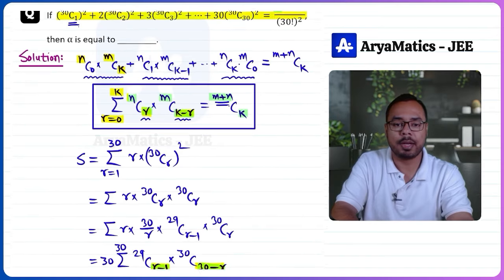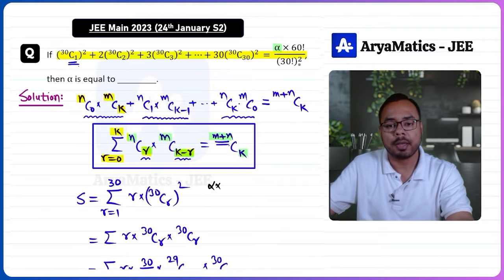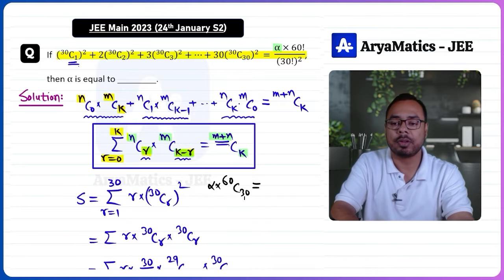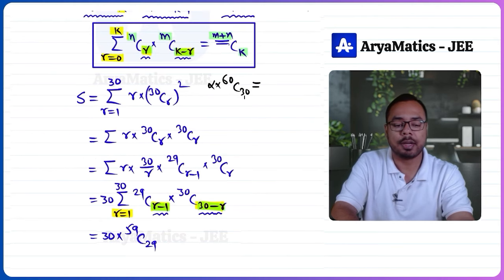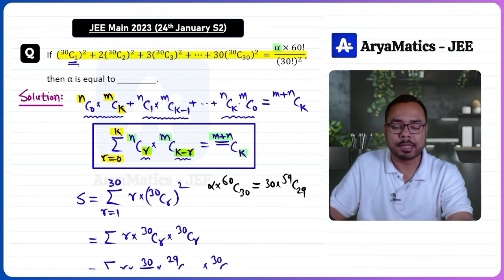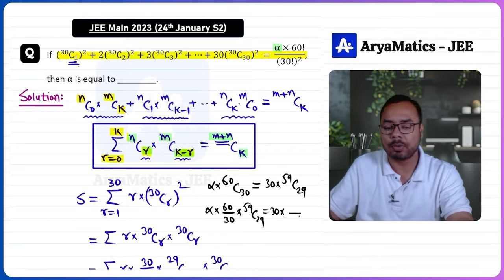And now let us compare with that given expression to find the value of alpha, right? So alpha into 60C30, this is the sum given on the right hand side, and here we are getting 30 into 59C29. Now 60C30, you can clearly see that you can write as 60 by 30 multiplied by 59C29. And on the right hand side, you have 30 into 59C29. So these two you can cancel and then alpha will become 30.